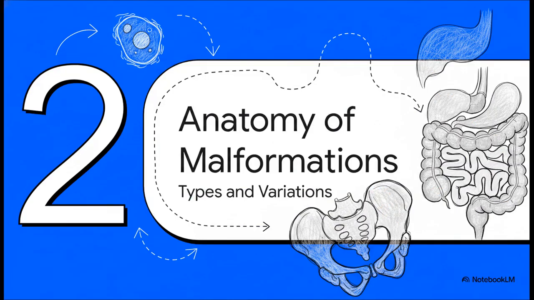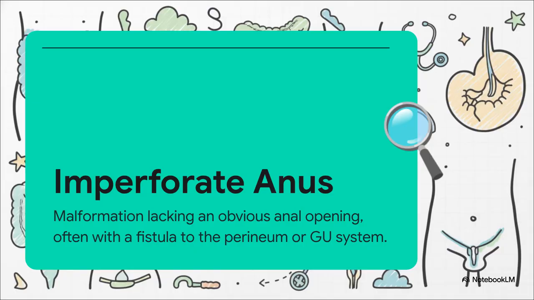Section 2. Anatomy of the malformations. Types and variations. The most common term you'll hear in this space is imperforate anus. At its core, this is a malformation where the infant just lacks a normal, obvious anal opening. But the human body is incredibly adaptive. Because that normal pathway is blocked, the developing digestive tract often creates its own detour.